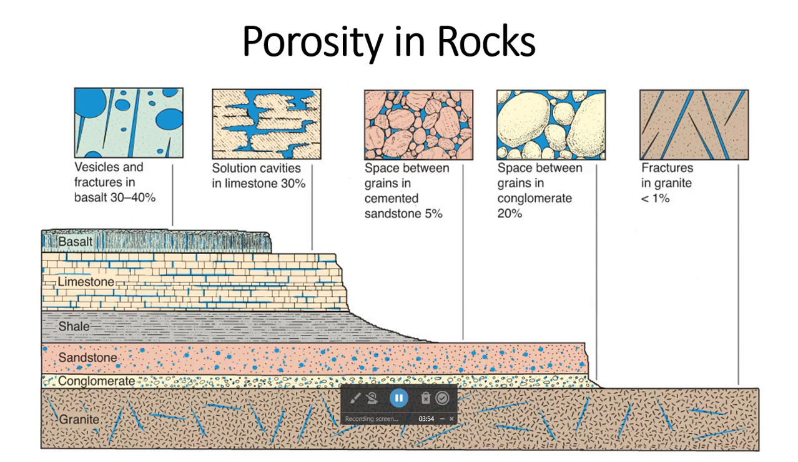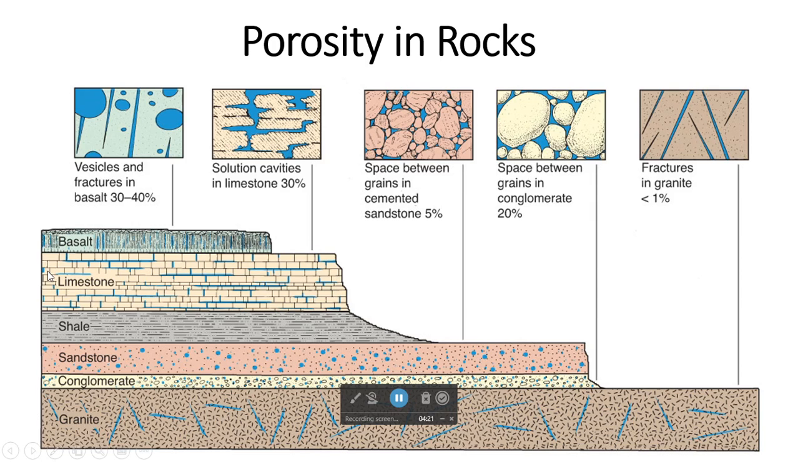Here's an example of different rocks and the types of porosities that they might have. So when you have very crystalline materials that are igneous, such as basalt or granite, granite specifically does not have very many fractures in it because it's very hard, so that's got a really low porosity. But basalt tends to have these vesicles and fractures in it, so you can have a pretty high porosity in basalt.